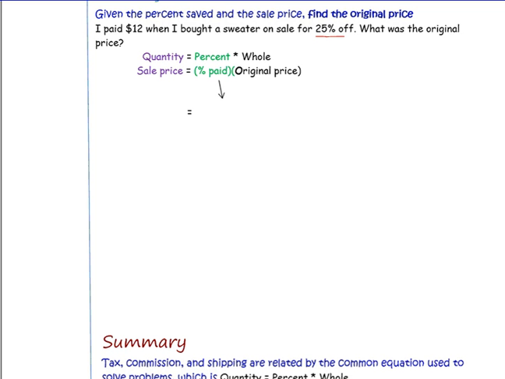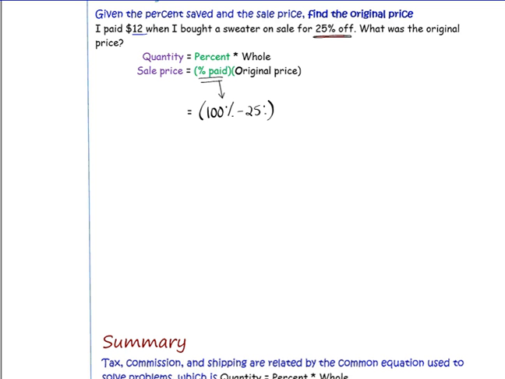So let's go ahead and solve the problem. The sale price is given to you, $12. The percent paid is, I'm going to go back here and write this out in words first. Our percent paid is going to be 100%. And then think, should it be added to 100% or subtracted from 100%? Since it was 25% off, we would subtract it. So 100% minus 25%, and that's going to be the percent that you had to pay. Then you multiply that by the original price, which is unknown.